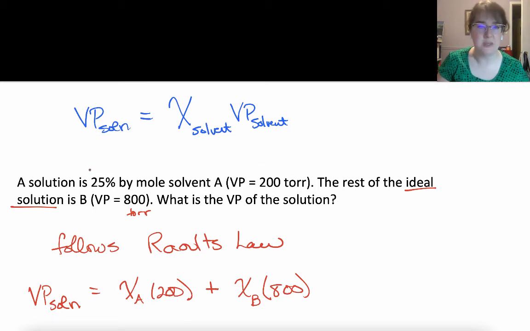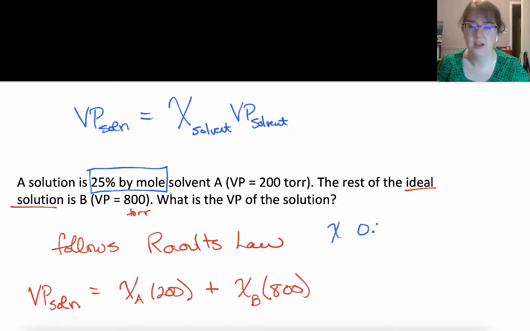Well, they gave me 25% by mole. This is not the exact same thing as mole fraction, but it's related to mole fraction in the same way that if we were doing multiplication, we could say that if I wanted to know 25% of a certain value, what we usually do is take 0.25 of that amount. So I can go ahead and say that what I really have is a mole fraction of 0.25 of A.